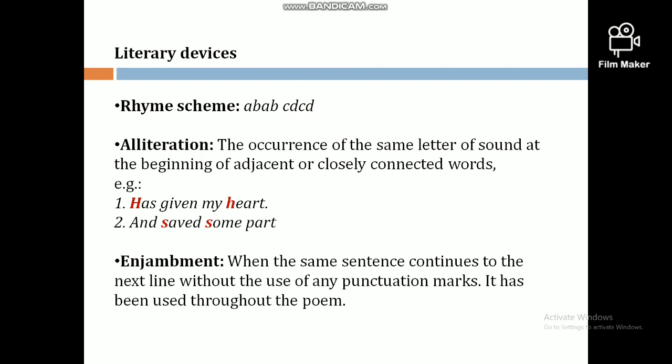First of all, the rhyme scheme, as I said, A B of the first four lines and C D of the next four lines. Alliteration, you have already done this in the previous classes. The occurrence of the same letter or sound at the beginning of adjacent or closely connected words. For example, in this poem, Dust of Snow, has given my heart, H and H, and saved some part. I have highlighted it in red. Enjambment is when the same sentence continues to the next line without the use of any punctuation marks. It has been used throughout the poem. Let me show you how it is.